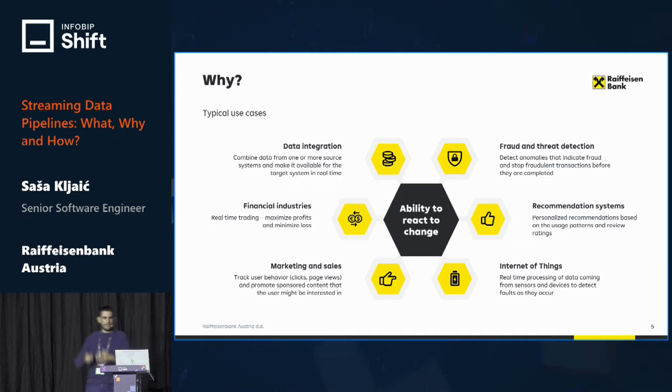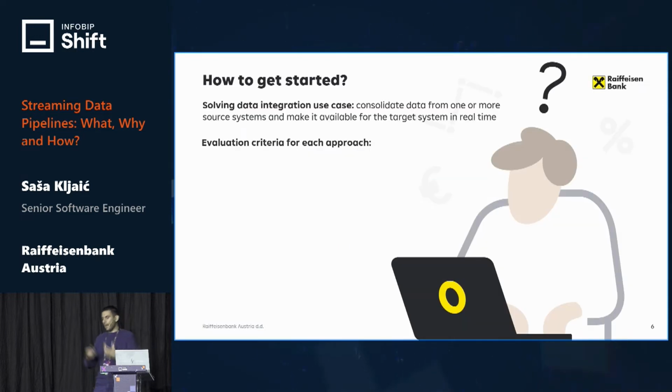And what all of these use cases have in common is their unique ability to react to change. Something that would be really, really hard to do with the traditional approach. Because in the traditional approach, you would have to load all the data from the source, then wait for some time, and then load all this data again and then do a comparison of two data sets to be able to identify the change. So how do we get started with building streaming data pipelines?